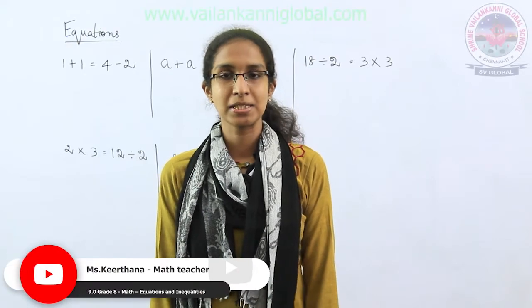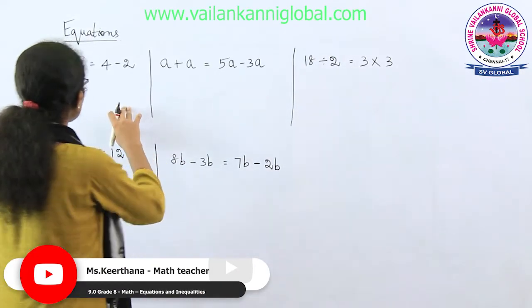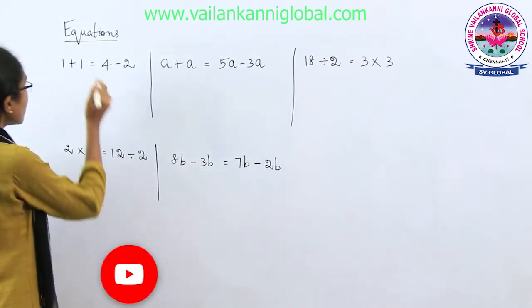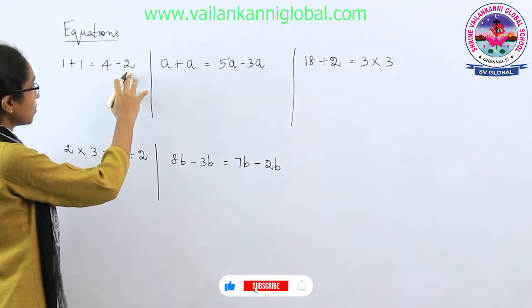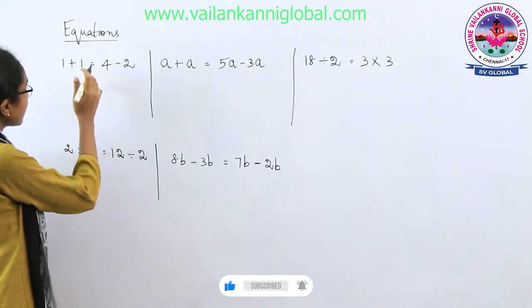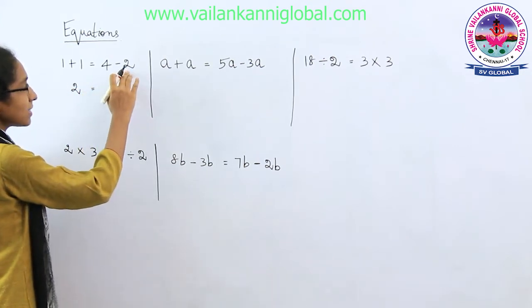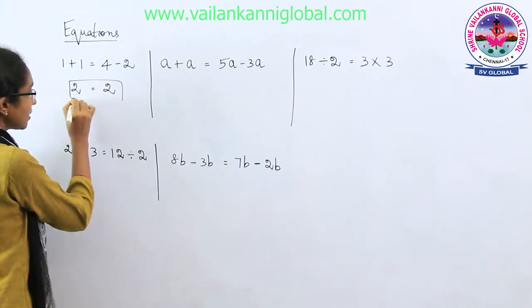Today's class, we will see about equations. Let us see about equations in detail. So look at all these terms. In 1 plus 1 equal to 4 minus 2, 1 plus 1 gives 2, that is equal to 4 minus 2 also gives 2. So this is the answer.